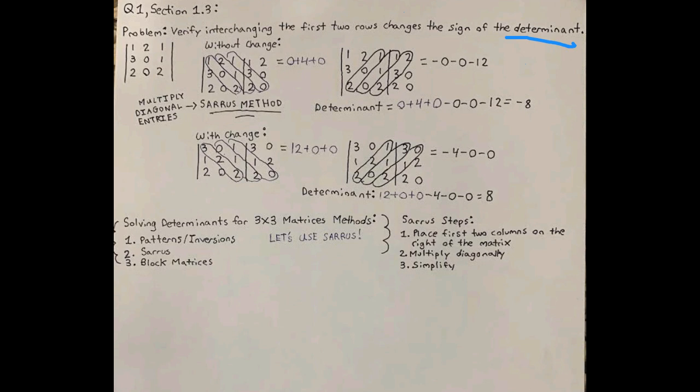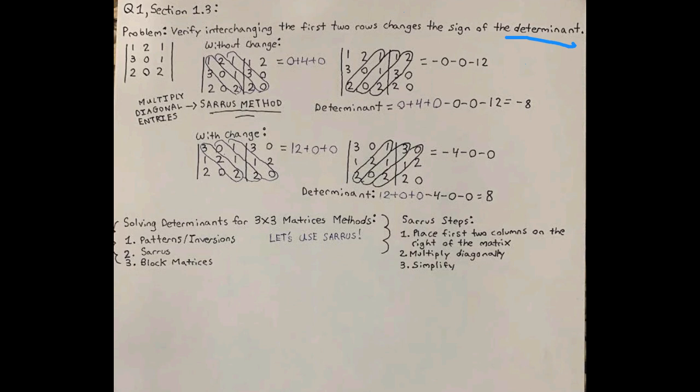But now we want to find the actual determinant. So now the easy part comes, we're just going to add all these values together. So we do 0 plus 4 plus 0, which was my plus side. And then in the black, I did the negative side. So minus 0, minus 0, minus 12. So our determinant without changing the rows gives us negative 8.